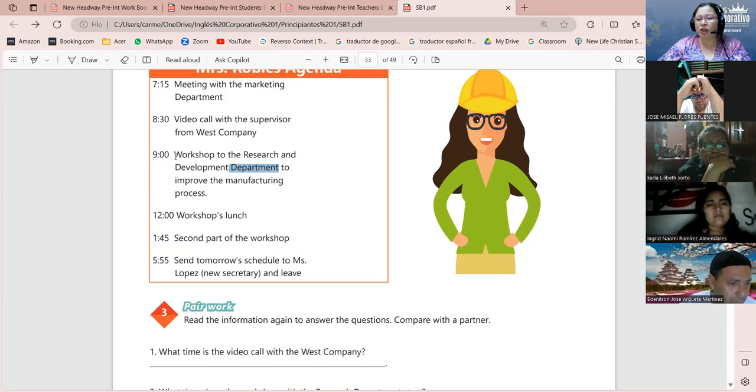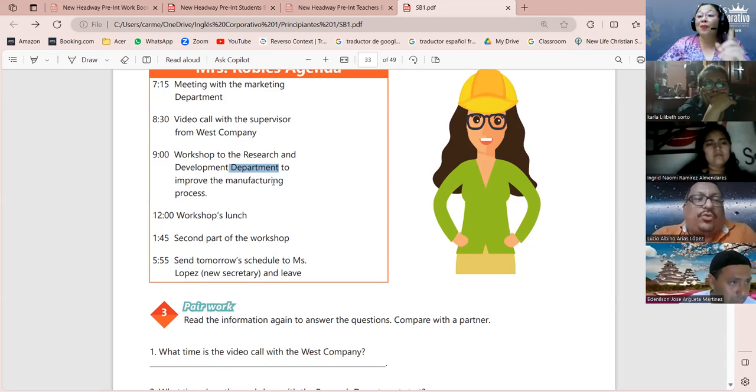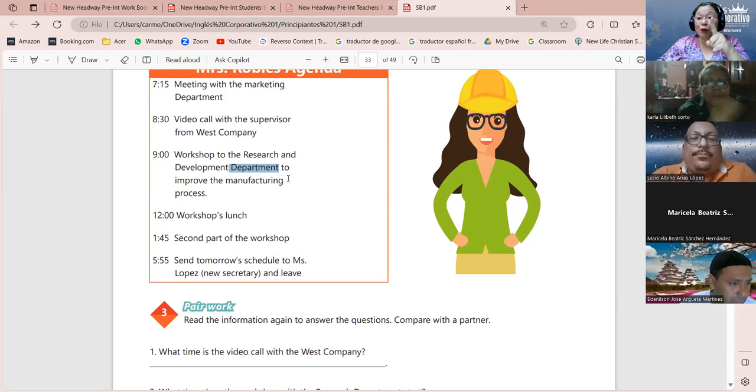¿Y para qué es esa capacitación? What is that workshop about? Sobre el proceso de manufacturía. To improve. Para mejorar. Yes. To improve the manufacturing process. El proceso de manufactura. ¿Ok? Para eso va a ser la capacitación, para mejorar el proceso de manufactura.